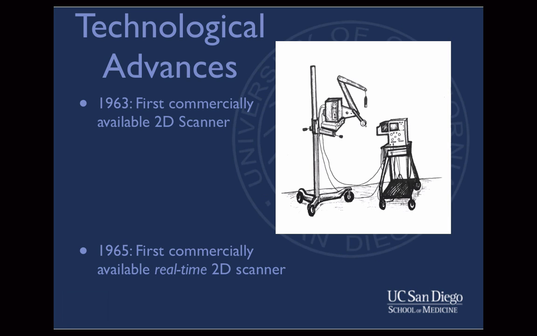Over the next 20 years, as research continued to emphasize the potential medical uses of ultrasound, the manufacture and commercialization of ultrasound machines began to expand. The refinement of two-dimensional imaging allowed the first 2D scanner to be available in 1963. The first commercial real-time 2D scanner was manufactured in 1965.